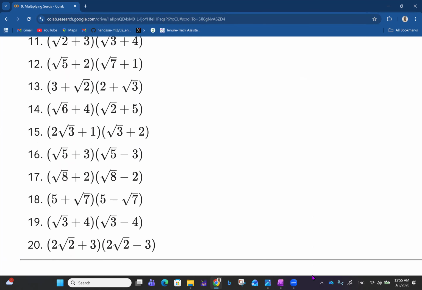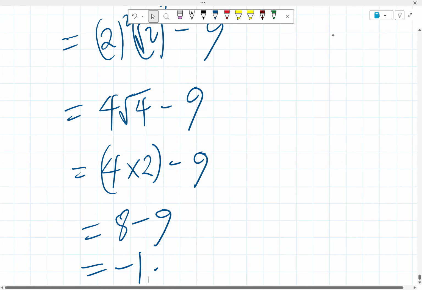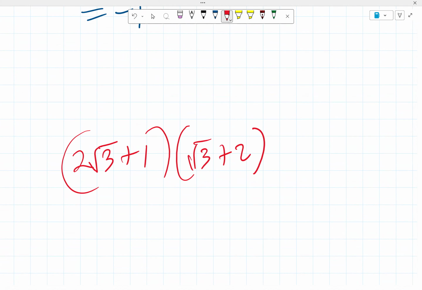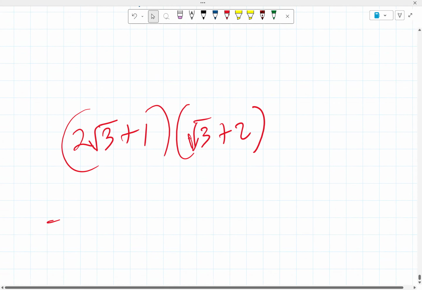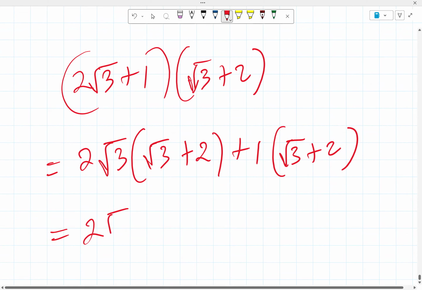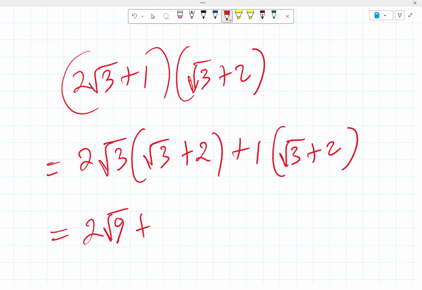2 root 3 plus 1, root 3 plus 2. So what do we do? We have 2 root 3 multiplying root 3 plus 2, and then we have 1 multiplying root 3 plus 2. So we have 2 root 3 times root 3, that will be 2 root 9. 2 root 3 times 2, that's 4 root 3, plus 1 times root 3, that is root 3, 1 times 2, that's 2.